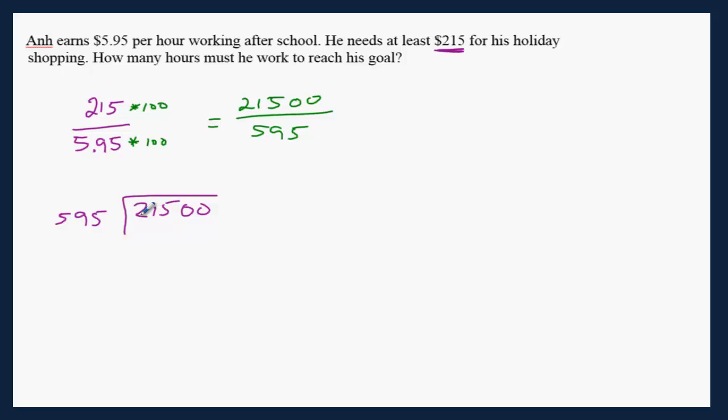2500 goes into 2000 4 times, but this is almost 600. All right, so 600 goes into 21 3 times. So the best hit is 3. 3 times 595. 3 times 5 is 15. Carry the 1. 3 times 9 is 27, and 1, that is 28, and you carry the 2. 3 times 5 is 15, plus 2 is 17.